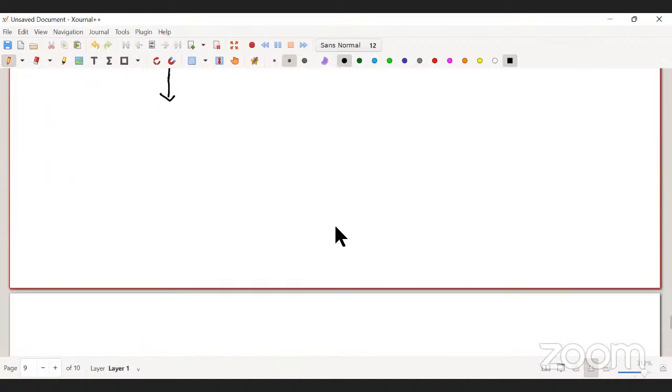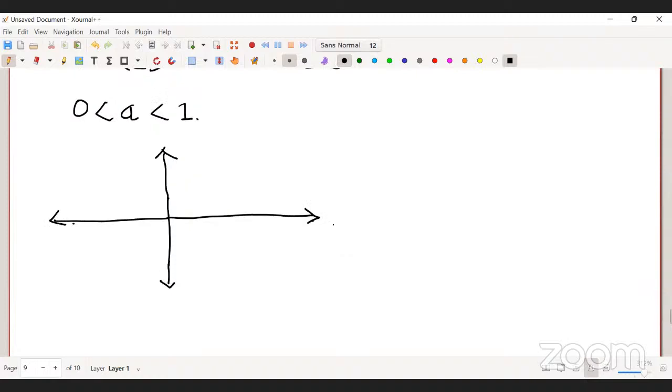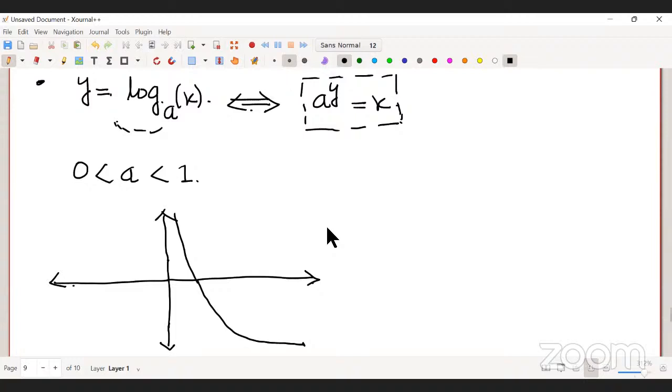Sorry, y equal to x line. So in that case, the graph will be something like this, right? And it's clear from the graph that this function is one-one. The domain of the function is (0, infinity), and the range of the function is R.